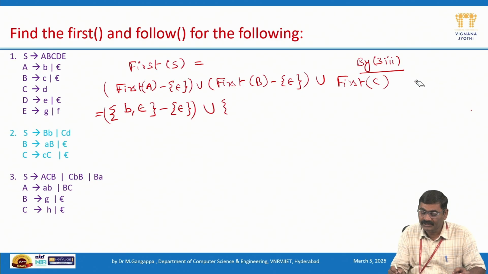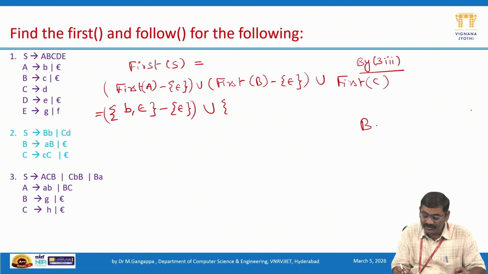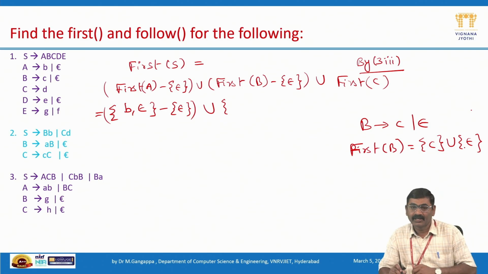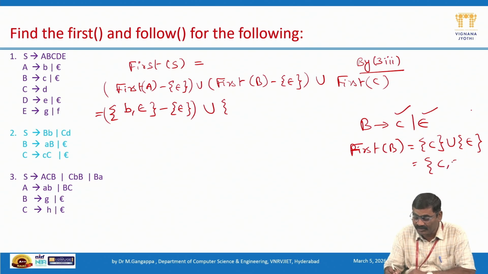To compute that, the production is B gives C or epsilon. By this production, we can compute first of B. First of B can include C or epsilon, because in this production, B can be replaced by C, C is a terminal, and B can be replaced by epsilon. Epsilon is a terminal. So by rule 2, we can get the answer as C and epsilon. So the answer is C comma epsilon.